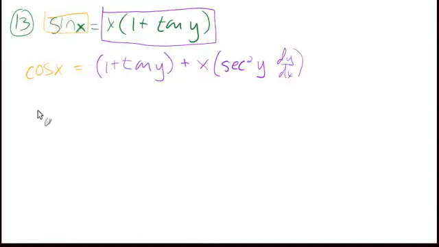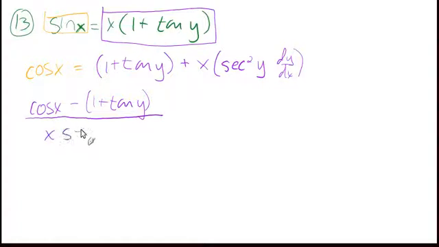And now we just need to solve for dy/dx. So cosine of x minus 1 plus tangent of y, and this is just all multiplied together. So it's pretty simple to see. We could divide out everything that's not dy/dx: x secant squared y equals dy/dx. So if I knew some x, y point on the graph somewhere, I could find the slope at that point.